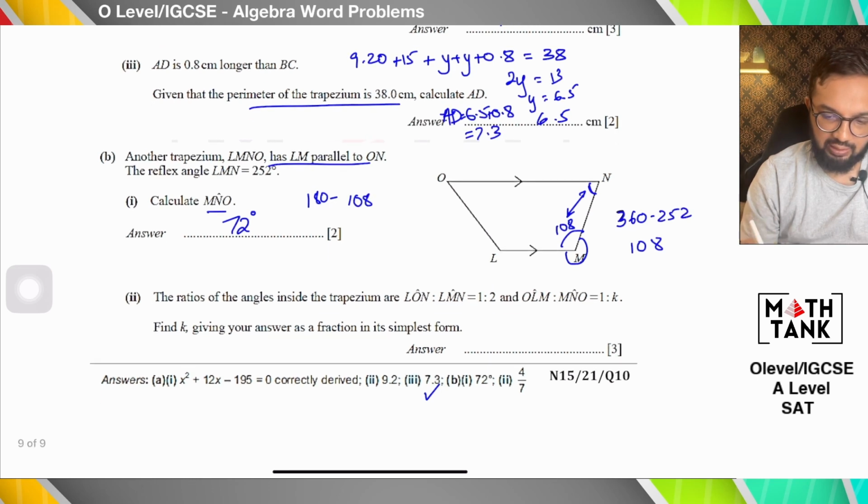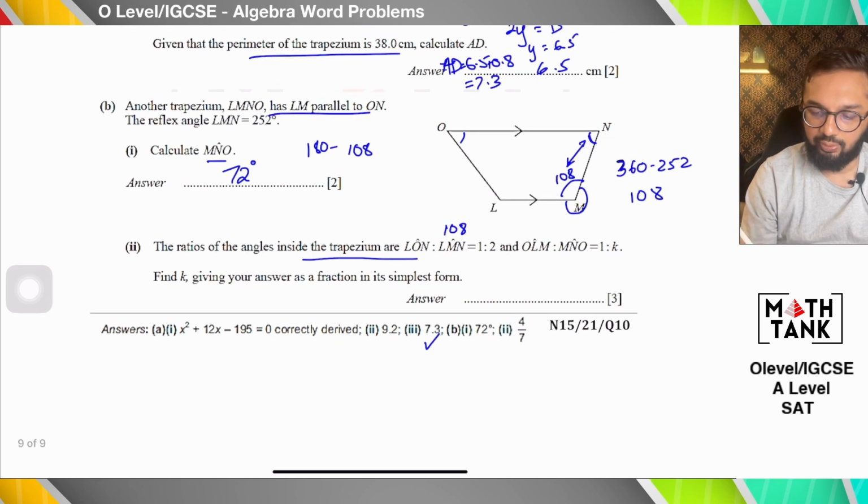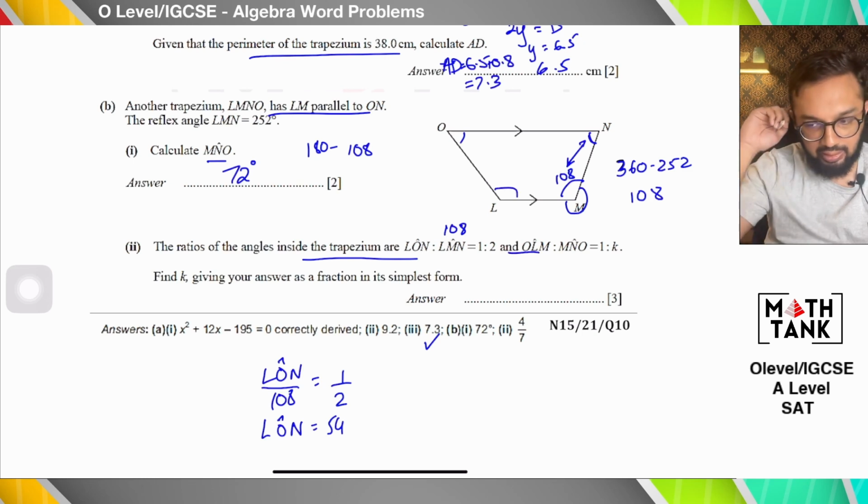So it says the ratio of the angles inside the trapezium, LON and LMN, are 1 is to 2. LMN is 108. So LON over 108 equals 1 is to 2. Can I calculate LON then? LON is easy then, 54. And then OLM and MNO are 1 is to k.